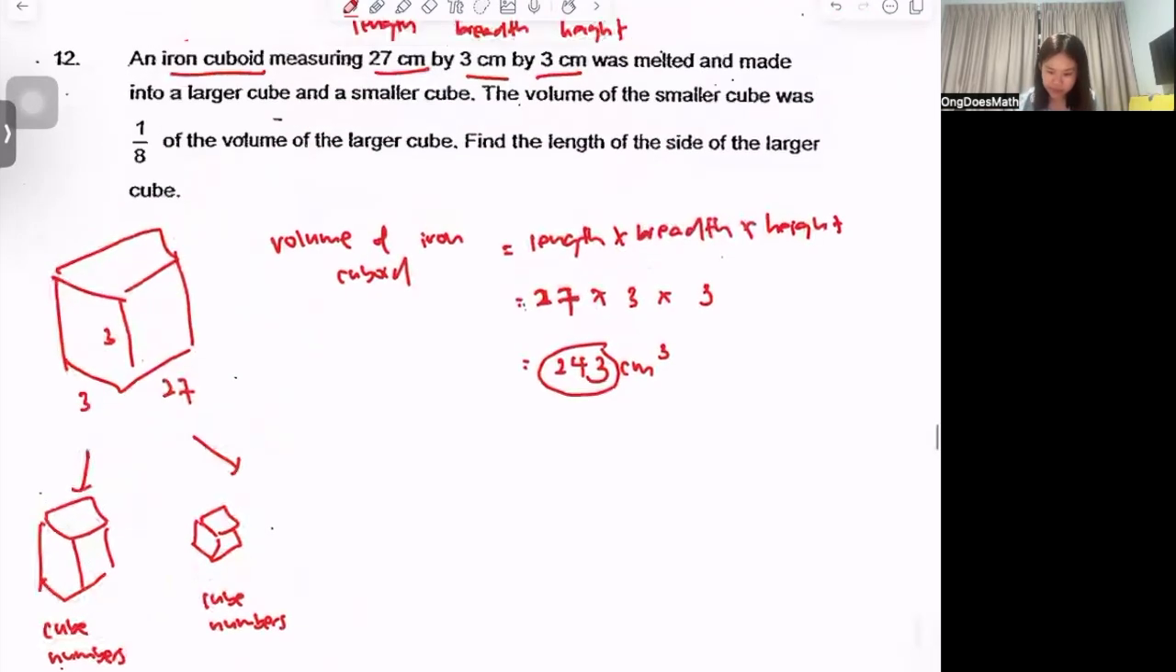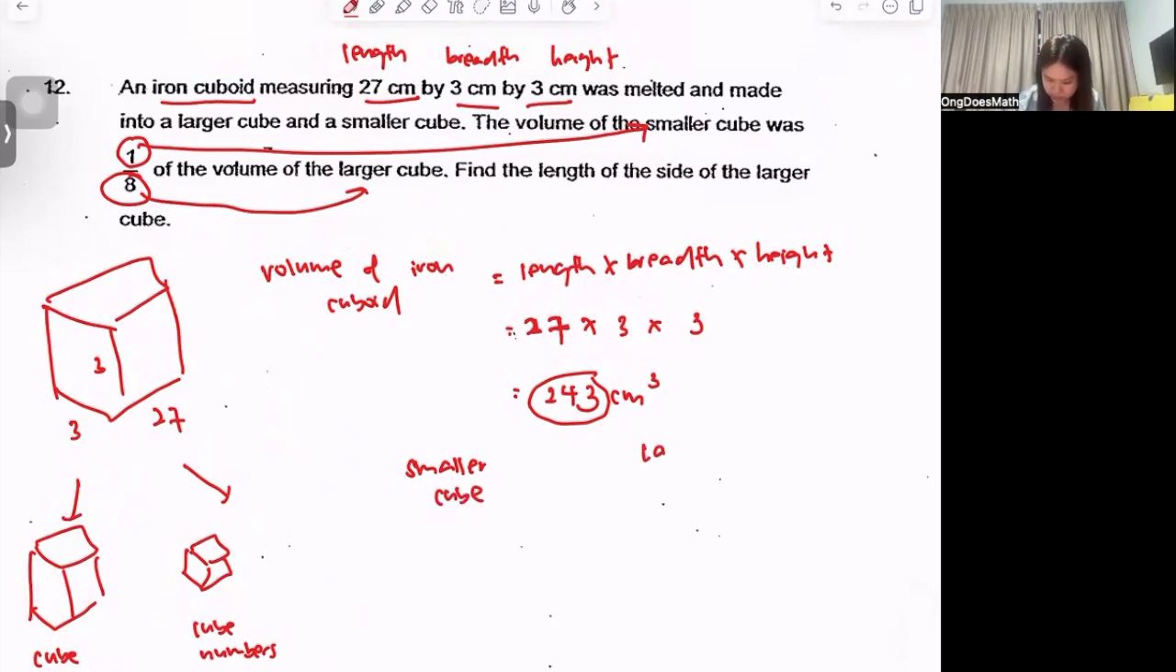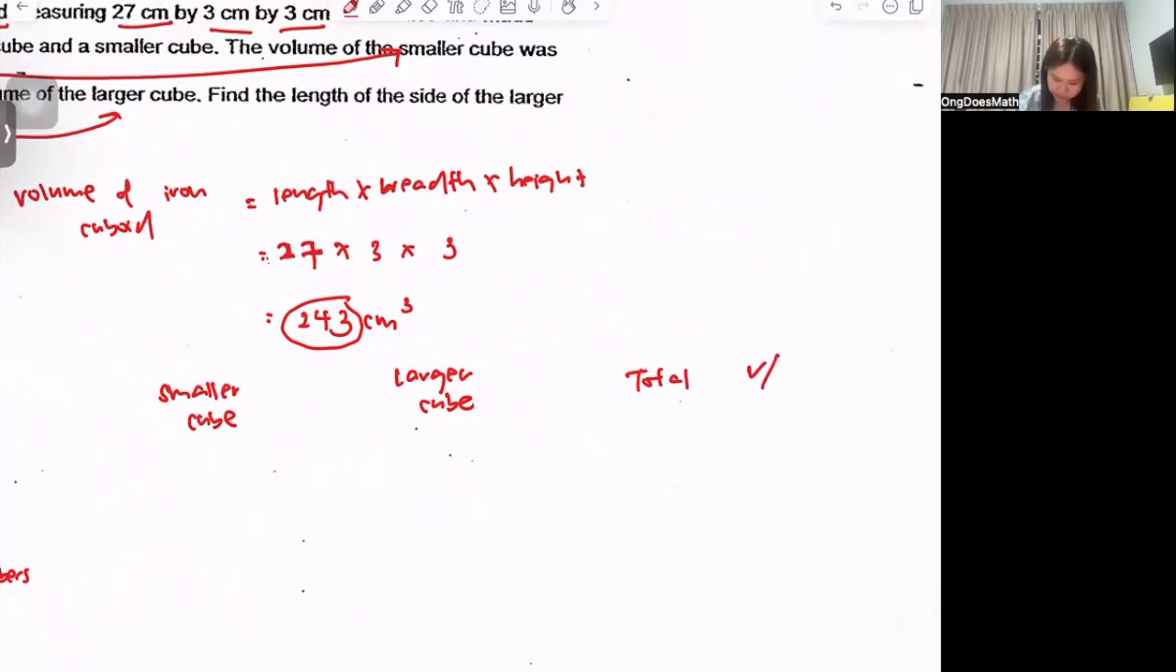And we are also given that the volume of the smaller cube was 1/8 the volume of the larger cube. 1 belongs to the smaller cube and 8 belongs to the larger cube. Okay, so let's do a hypothesis. So we have smaller cube, and we have larger cube, and we have total. And you will see whether it's correct.